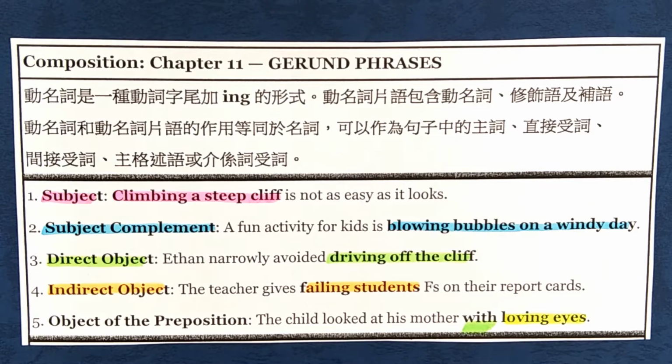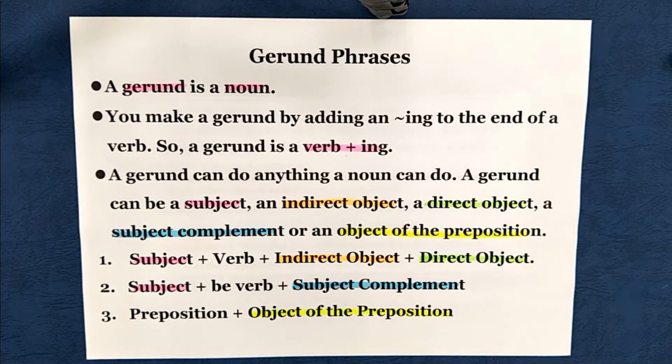Okay, chapter 11, exercise 2. Before we translate these sentences, let's do a very quick review of gerund phrases. Very easy review. What is a gerund? A gerund is a noun. How do you make a gerund? You make a gerund by adding ing to the end of a verb. So a gerund is a verb plus ing.